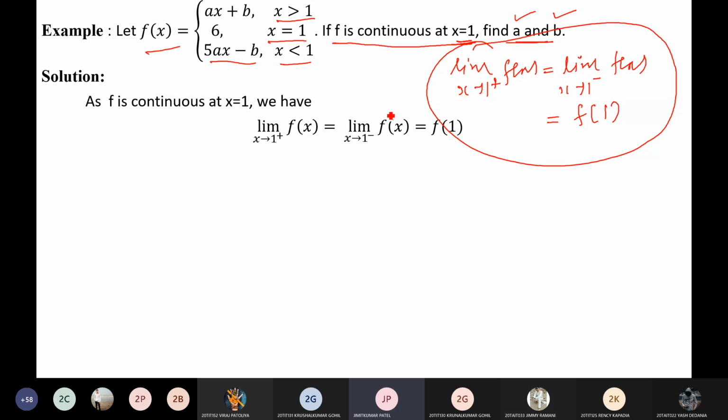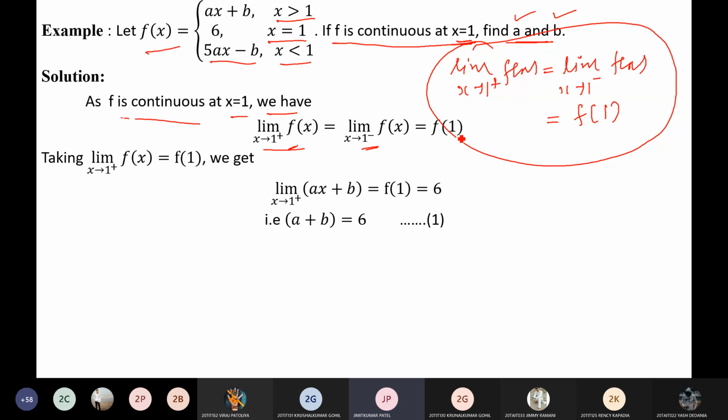Okay, so first, f is continuous at x is equal to 1, so we have limit x tends to 1 plus f of x is equal to limit x tends to 1 minus f of x is equal to f of 1. So we concentrate on 1 plus equal to f of 1 and 1 minus f of x is equal to f of 1. From the first and last term we have limit x tends to 1 plus f of x is equal to f of 1.